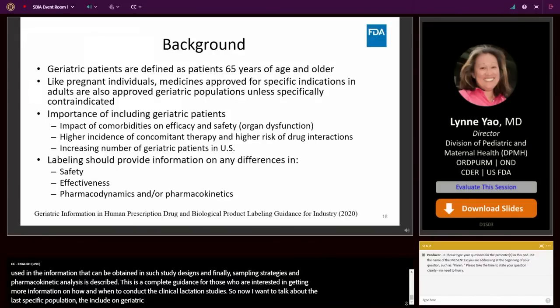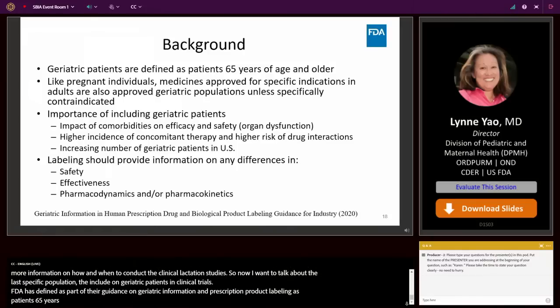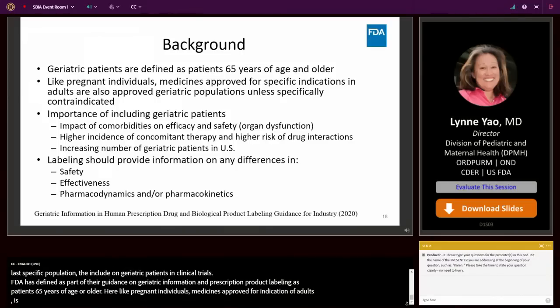FDA has defined, as part of their guidance on geriatric information in prescription product labeling, geriatric patients as patients 65 years of age and older. And again here, like pregnant individuals, medicines approved for indication in adults are also approved in geriatric populations unless specifically contraindicated.